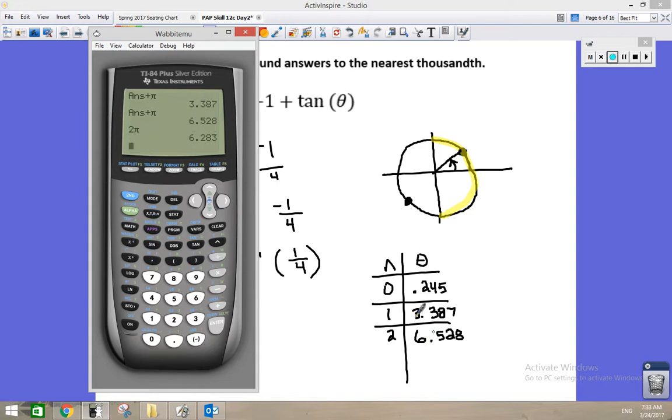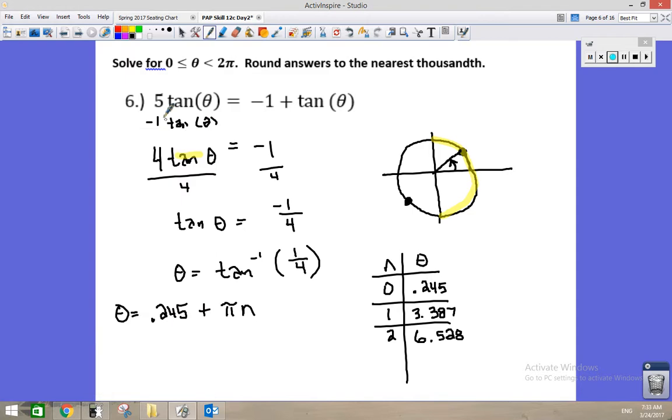They don't want this solution. It is a solution to the equation. It's just that it's not between the 0 and 2 pi, so we don't include that. So the only solutions were these two solutions.